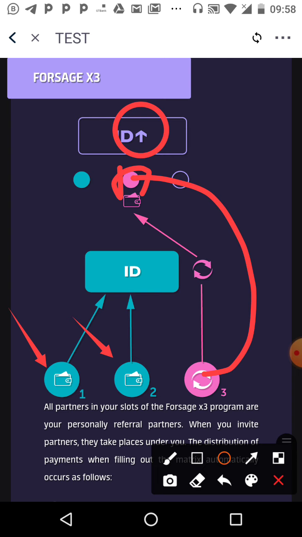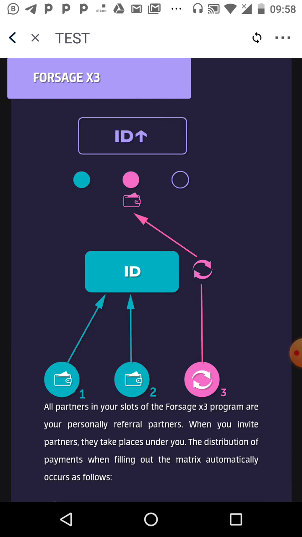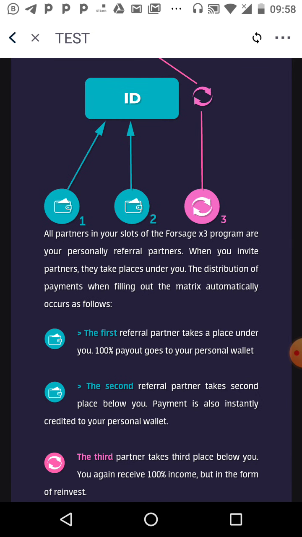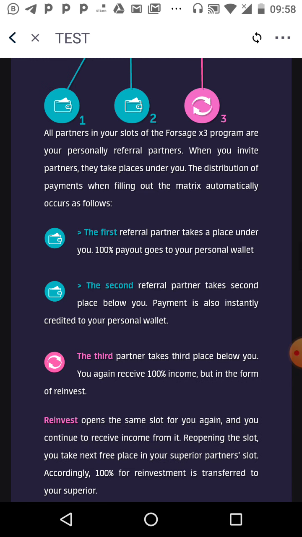This goes to your account, and this reinvests you back into the system. All right, so that is it. All partners in your slot of the Forsage S3 program are your personal referral partners. When you invite partners, they take places under you. The distribution of payment when filling out the matrix automatically occurs as follows.